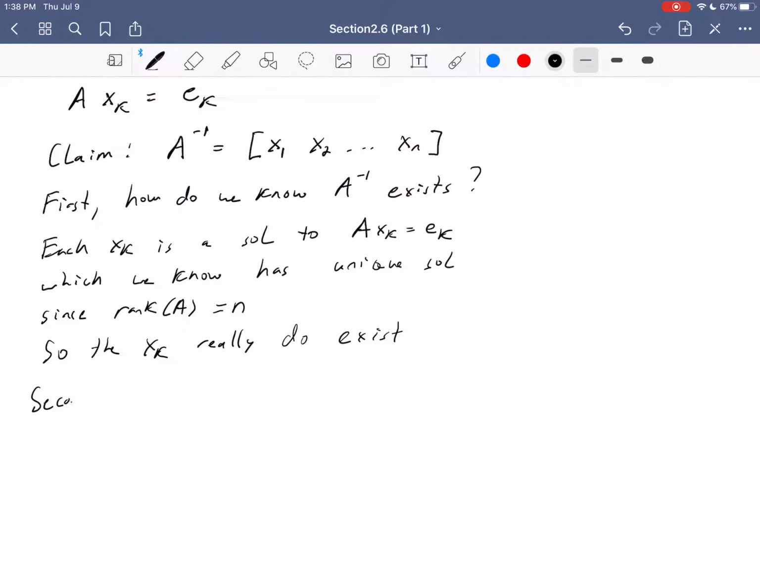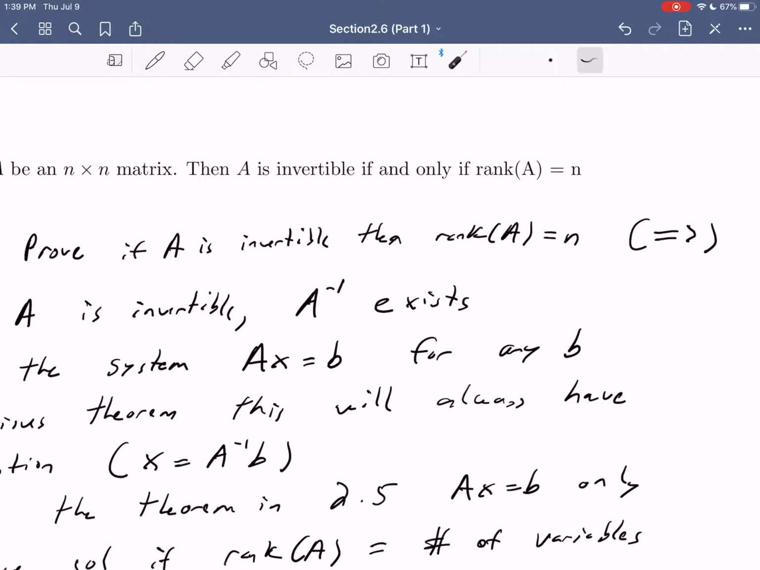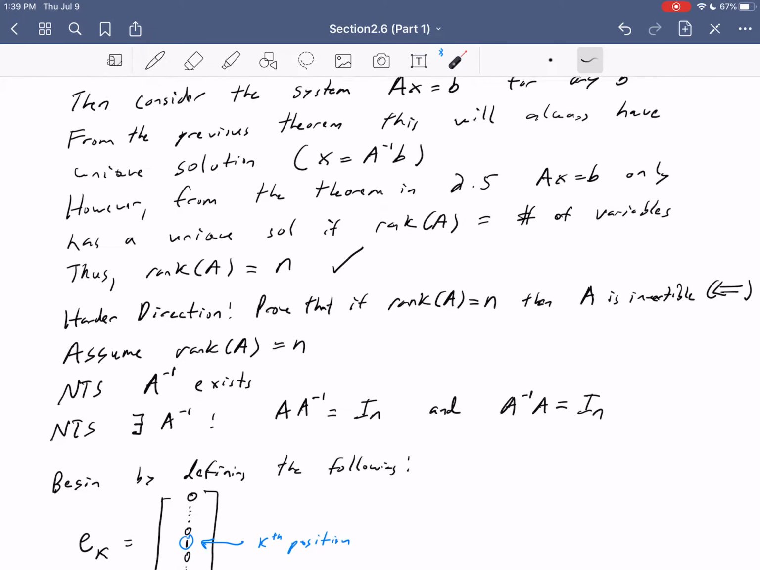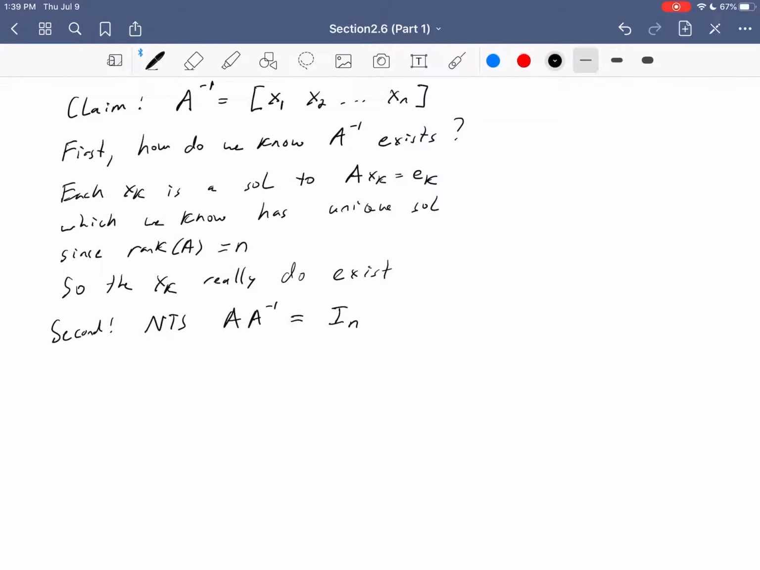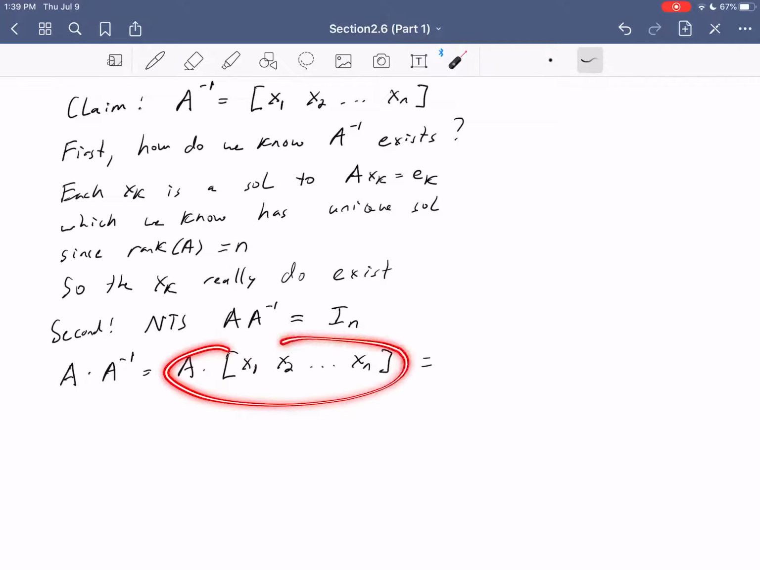Now, second, we need to show that A times A inverse is equal to the identity matrix. So we need to show that it has that first property for inverse matrices, that A times A inverse is the identity. So let's go ahead and do that. Let's take a look at A times our A inverse. So this is going to be A times these x1, x2 down to xn. So how do we do this multiplication here? Well, remember, you take rows of this times columns here.